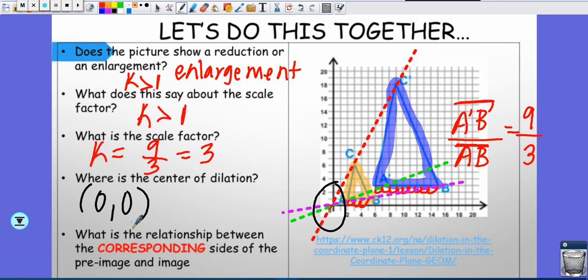That means that if my center of dilation is 0, 0, I could take each one of these points and multiply them by 3, and I'll find A prime, B prime, and C prime. And that'll give me a bigger picture.